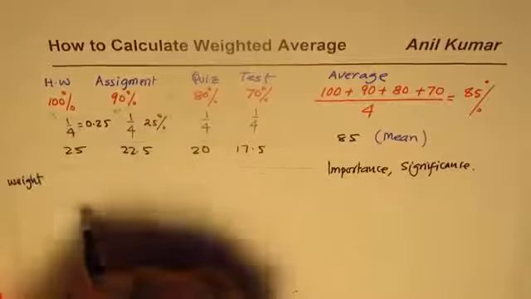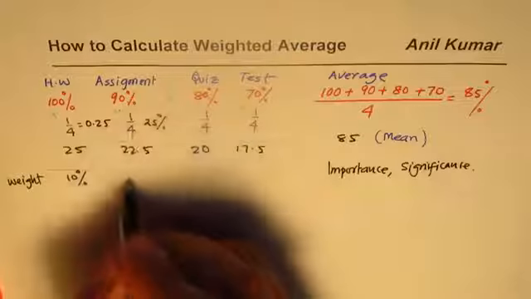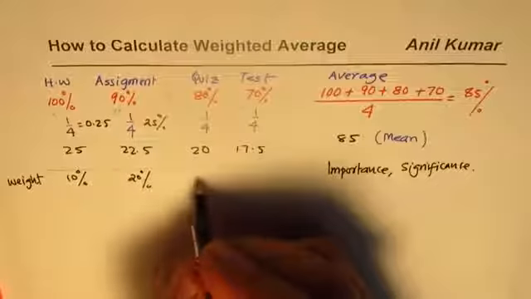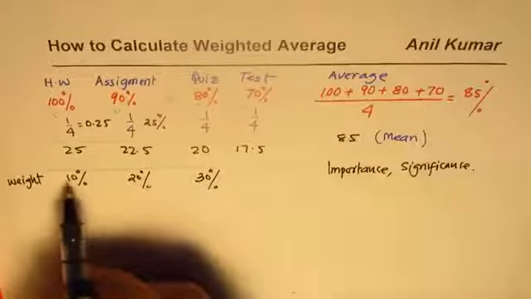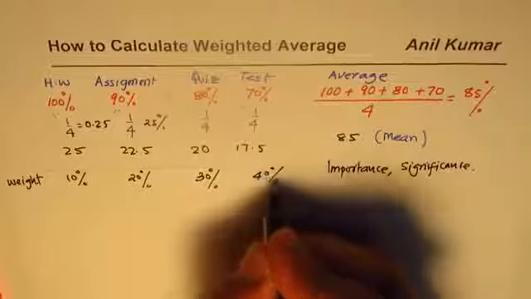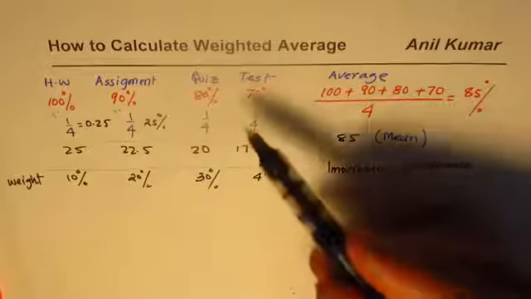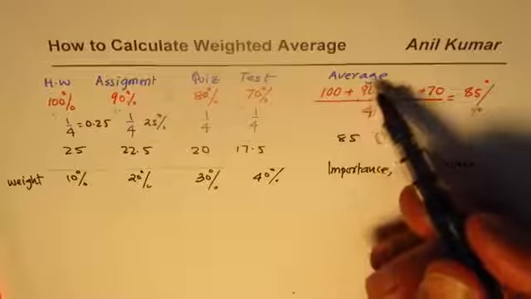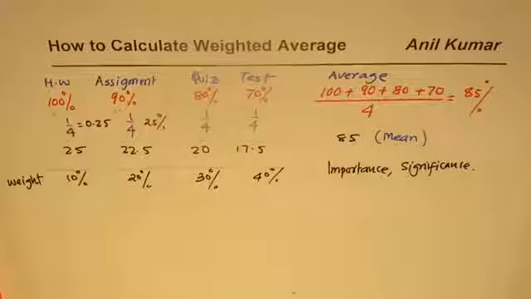We say for homework, it is only 10%, and for assignment, we'll give 20%. It is a take-home assignment. Quiz, let's say we give them 30%. So how much have we already allocated? 10 plus 20 is 30, 30 plus 30 is 60. We're left with 40%. So now, all have different weight or importance. For the test, it is 40%. Not 25% as it is when we talk about normal, mean or average. But homework is only 10%.